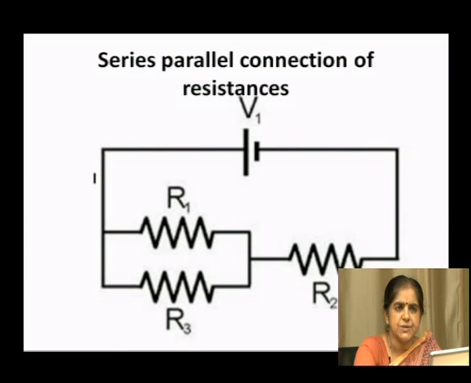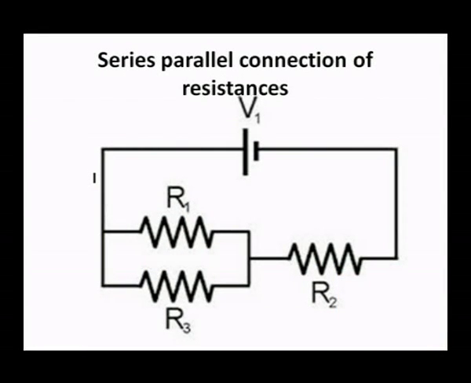So, this connection shows the series parallel connection of resistances. How are the resistances connected? Just look into the resistances. There are 3 resistances R1, R2 as well as R3. R1 and R3 are connected in parallel, whereas R2 is connected in series with this parallel combination. So, this circuit is a combination of both series and parallel circuits, that is, R2 is in series with the parallel combination of R1 and R3.